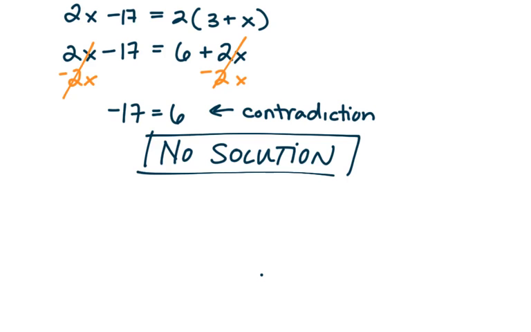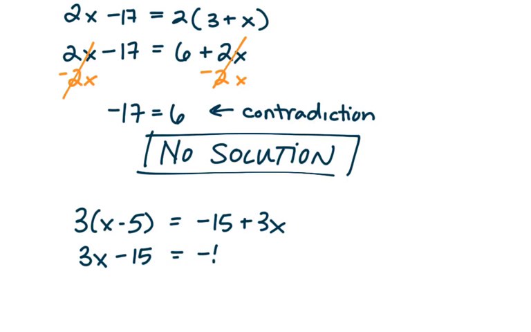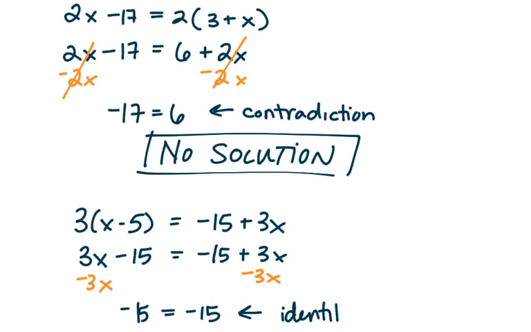The other special case that you might end up with would be maybe if we had 3 times the quantity x minus 5 equals negative 15 plus 3x. So when you look at solving these equations and completing some distributions, we'd have 3x minus 15 equals negative 15 plus 3x. So again, I would subtract 3x from both sides. And here I get negative 15 equals negative 15, which in this situation, this is an identity. This is where something is equal to itself.